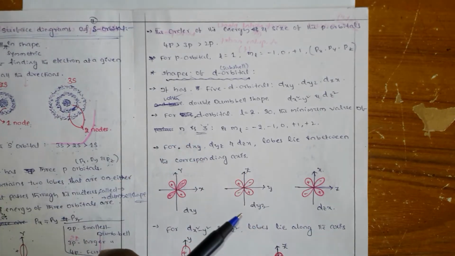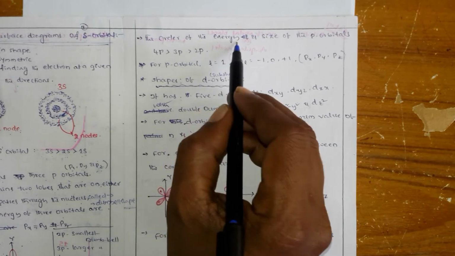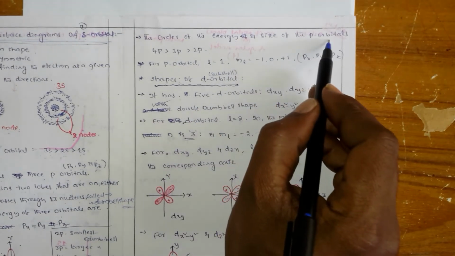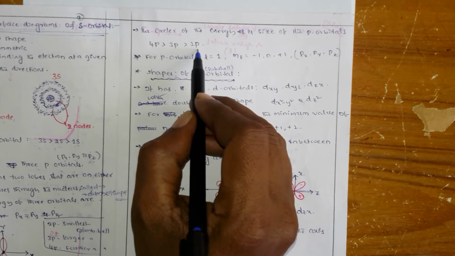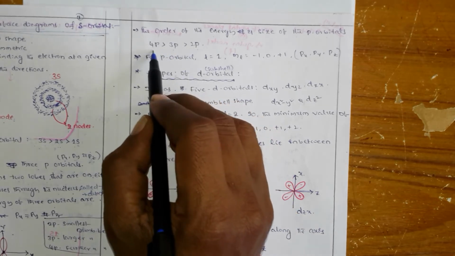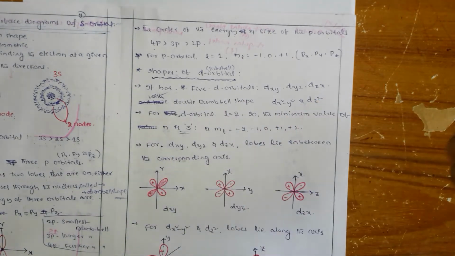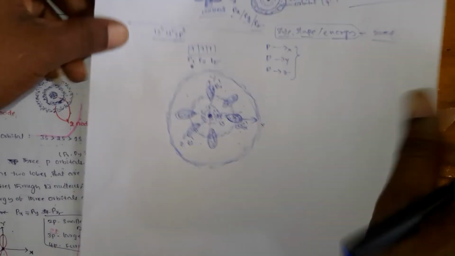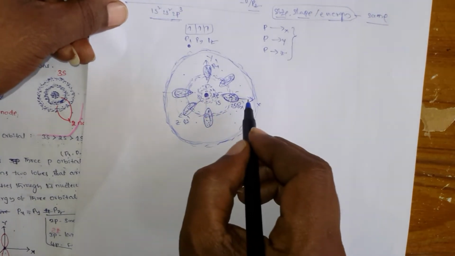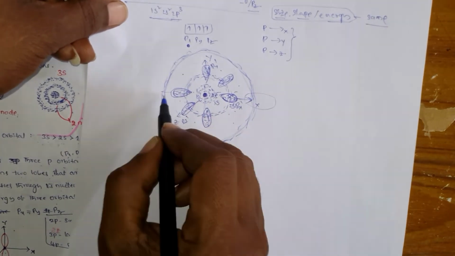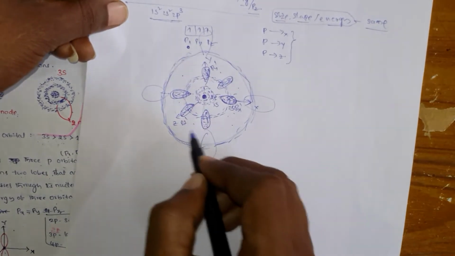Next is the order of the energy and size of the p orbital. Generally the 2p orbitals are smaller in size than the 3p, than the 4p. With increasing shell, the size of the orbitals increases. I already told you, this is the 2p, and when you come to the 3p, maybe here it is bigger, the 3p, and like this.